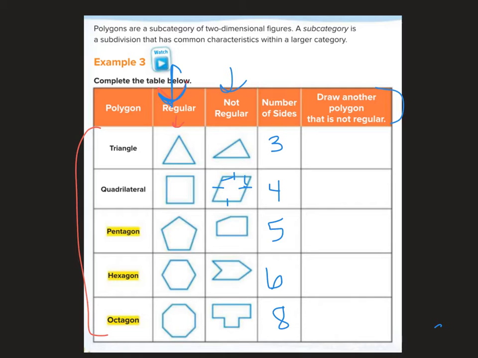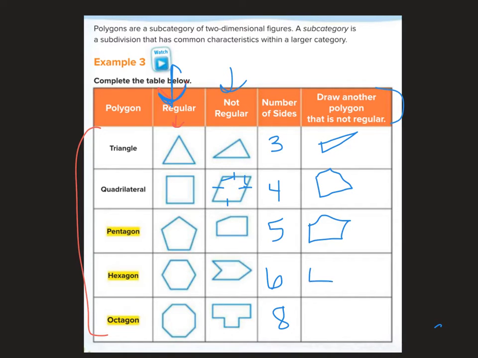Draw another polygon that is not regular. Okay, 1, 2, 3, 4 sides. 1, 2, 3, 4, Pentagon. 1, 2, 3, 4, 5. Pretend these are straight lines, okay? It's kind of hard to do straight lines on an iPad.